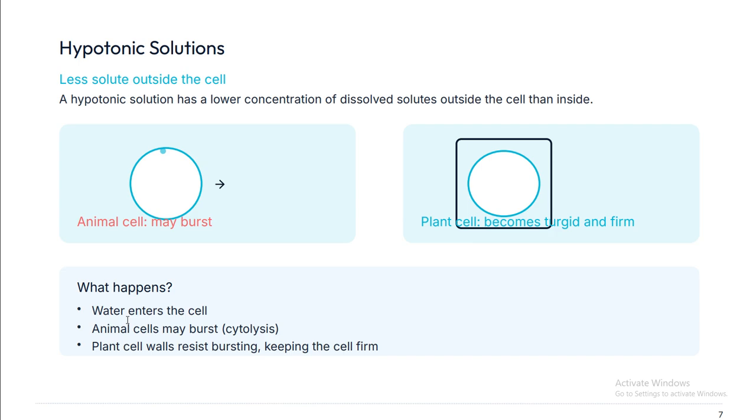Okay, moving on. So we're talking about less solute outside the cell. There's less solute outside, and there's more inside. And when that happens, water will move into the cell to establish equilibrium, and that will result in the cells bursting due to the increased amount of water. It's like trying to fill a balloon up with a lot of air. It's not gonna work. My analogies are not too good, but it's fine. And like I said, animal cells may burst. Cytolysis.